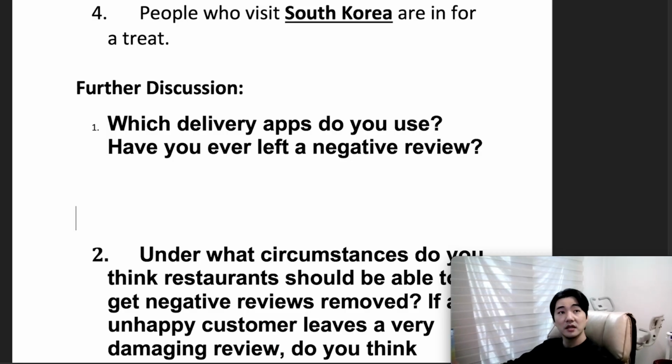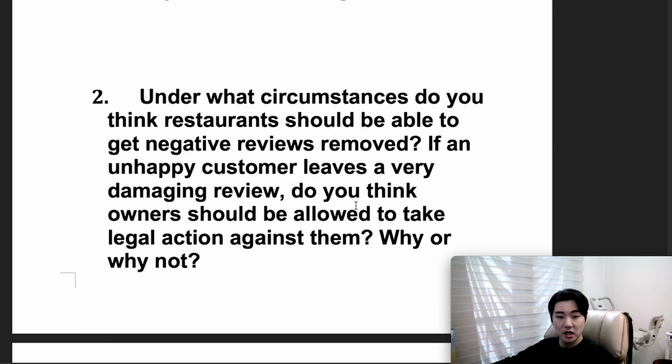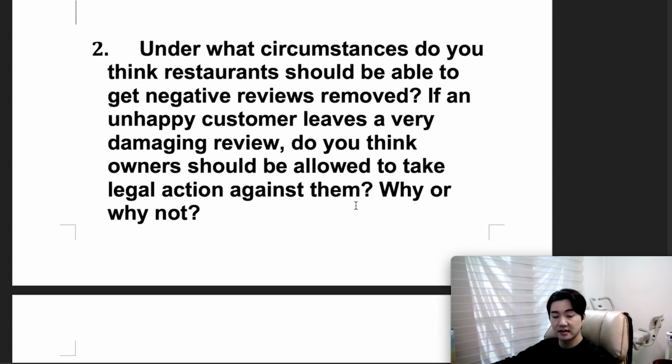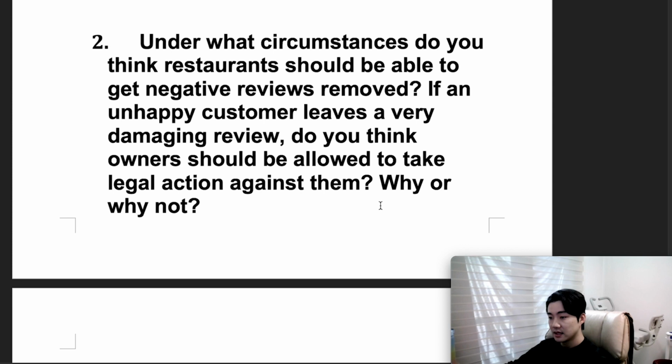Number 2. Under what circumstances do you think restaurants should be able to get rid of negative reviews? If an unhappy customer leaves a very damaging review, do you think owners should be allowed to take legal action against them? Why or why not? Simply, when is it okay for restaurants to remove negative reviews? If customers leave bad reviews, can the owner delete them?